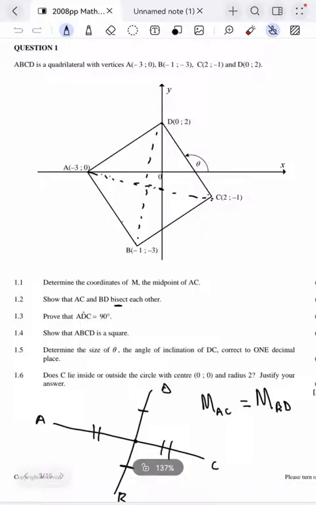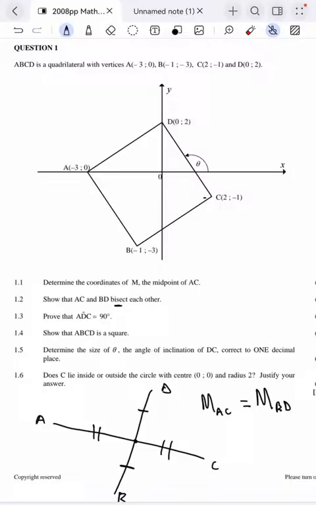Okay, next. Let's remove all of this before we proceed. Right? 1.3. Prove that angle ADC is equal to 90 degrees. Alright. How do we prove that angle ADC is equal to 90 degrees?